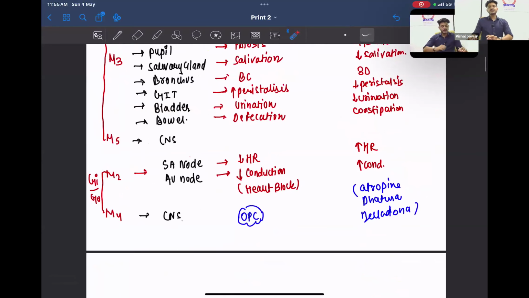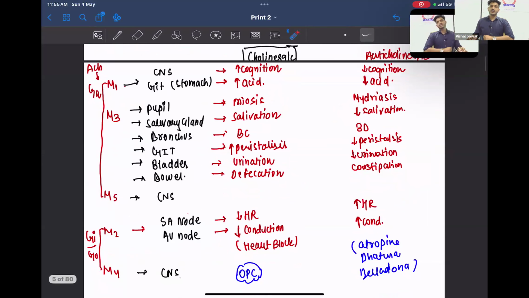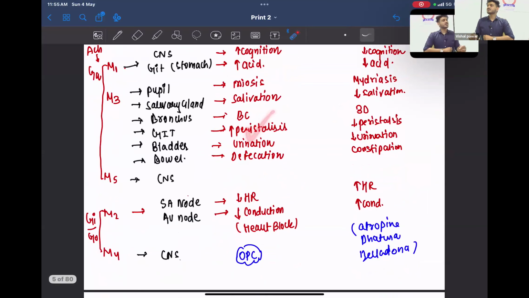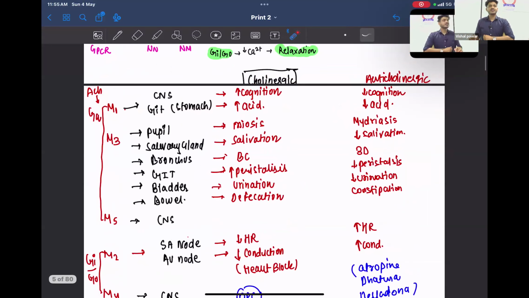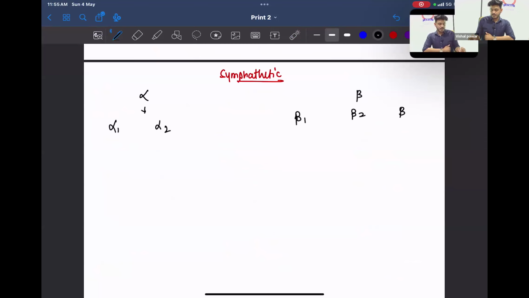Okay. This is going to be the parasympathetic nervous system. What are the receptors? You understand the function, you can easily correlate, right? Only thing you have to remember from pharmacology is the classification of drug, which is cholinergic, which is anticholinergic, right? Next thing is sympathetic. It will be having alpha and beta receptor. Alpha 1, alpha 2, beta 1, beta 2, beta 3.